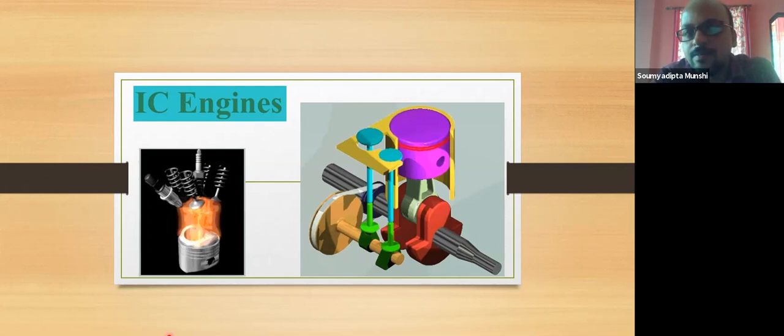In an internal combustion engine, the expansion of high temperature and high pressure gases produced by the combustion applies direct force to some component of the engine, typically the piston, turbine blades, a rotor or a nozzle. This force moves the component over a distance, transforming the chemical energy into useful work. This is the general function of the internal combustion engine. We will go in depth of these IC engines.